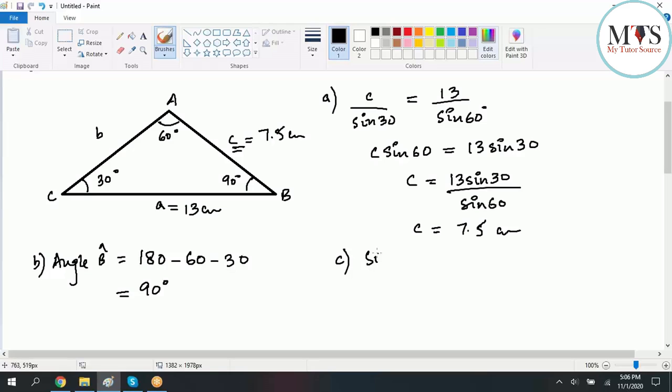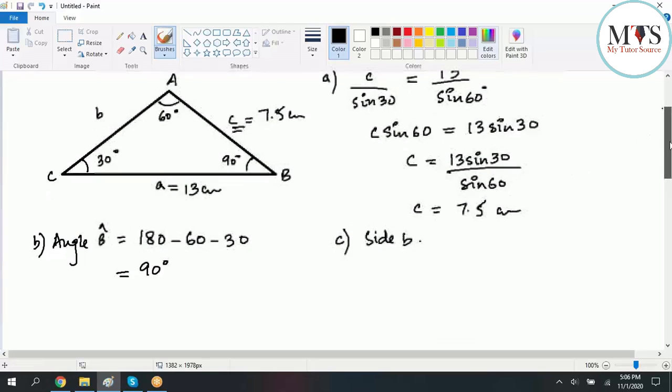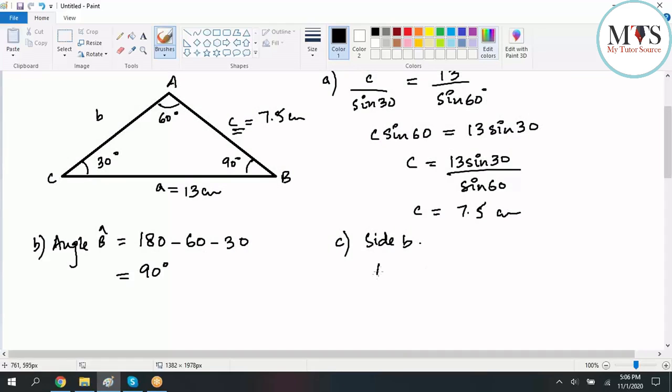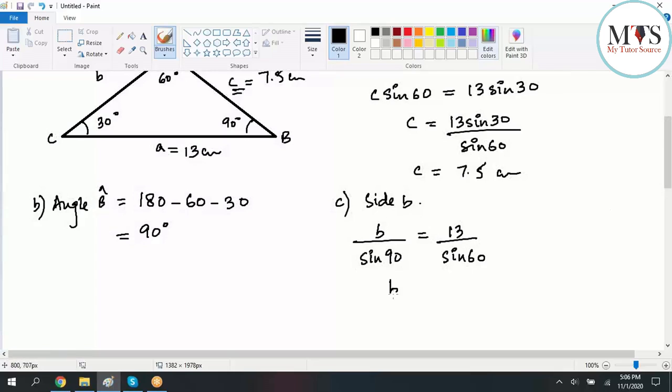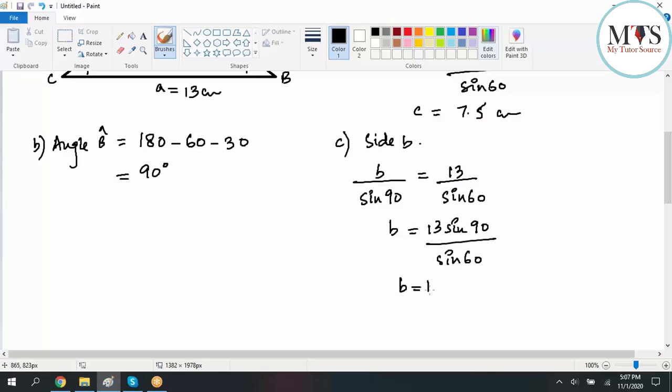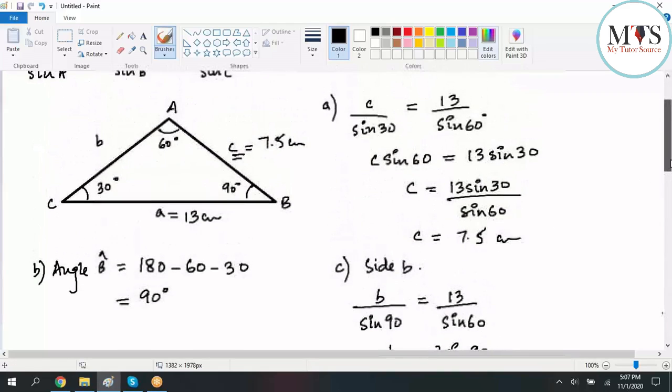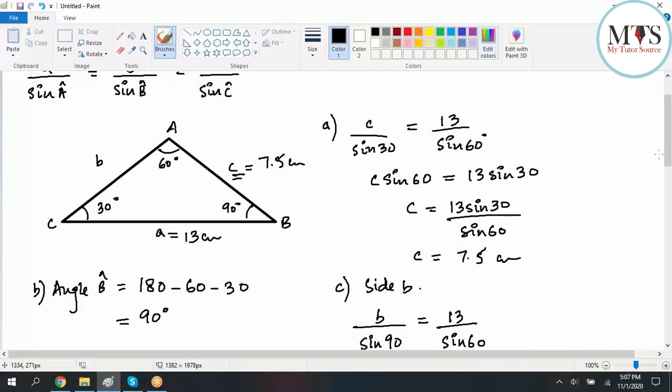And now we find side b. So b over sine 90 equals 13 over sine 60. b equals 13 times sine 90 over sine 60, and then b equals 15. That's right. So that's how you would do these questions. This is the basic thing that they would ask you for sine, because all they would ask you is either to find the length or the angle, and you should just know which conditions are applicable to the given triangle.